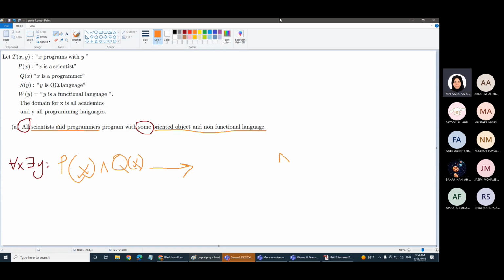What is the adjective of Y? The adjective of Y becomes connected with the connector. So programs with itself, I will put TXY here. It is not necessary to put it here, it is fine. The order is not important. Okay. Oriented object means SY, so I put SY here. And non-functional means not WY. And that's it. As simple as that.